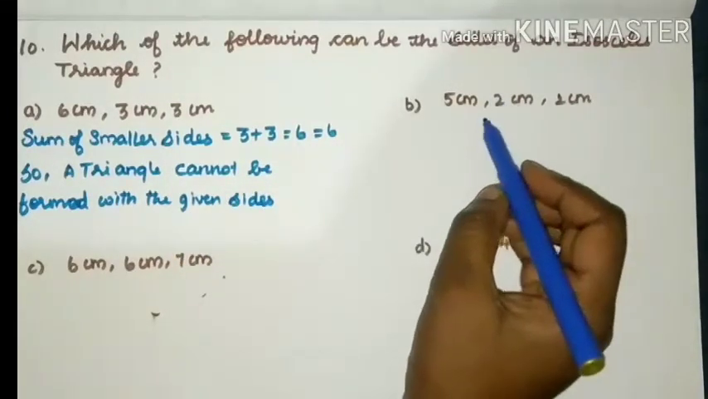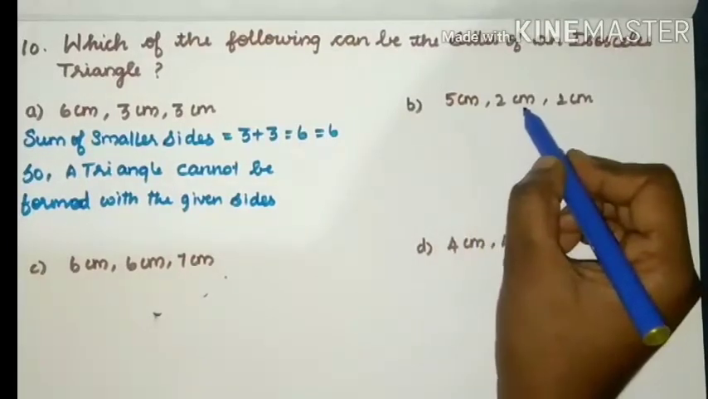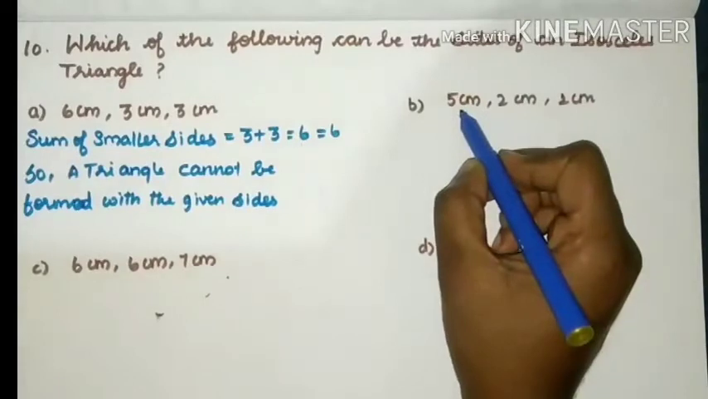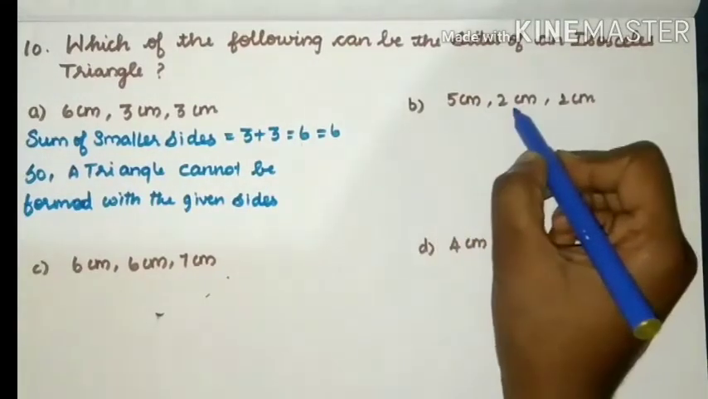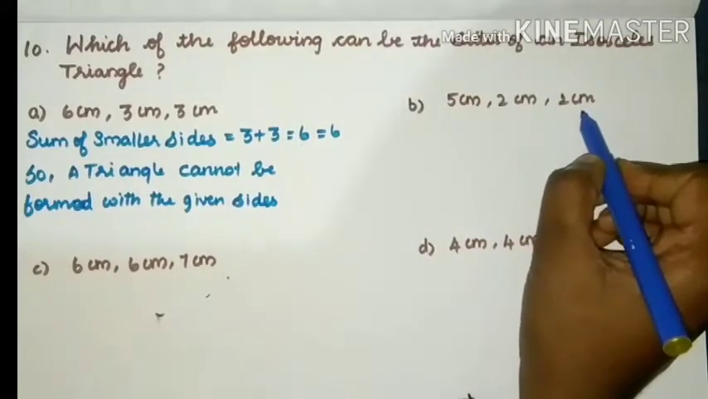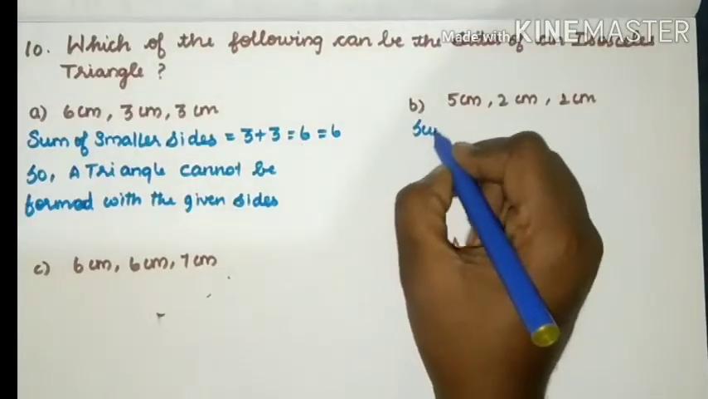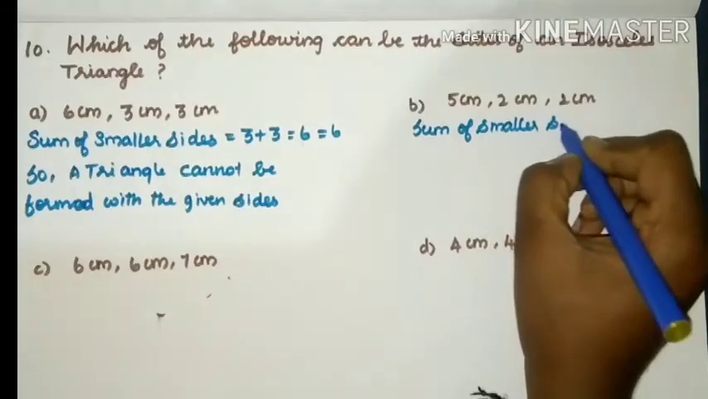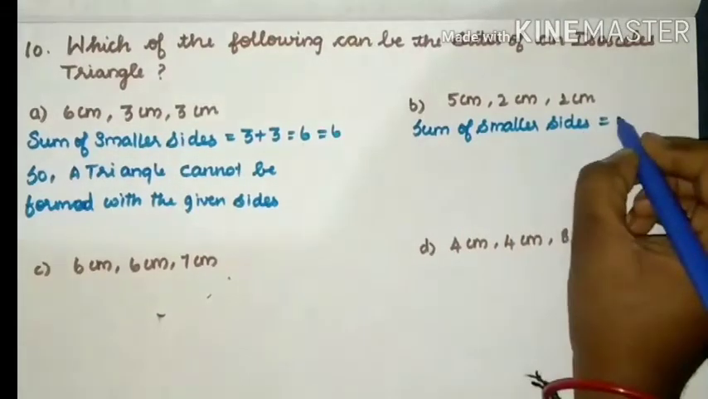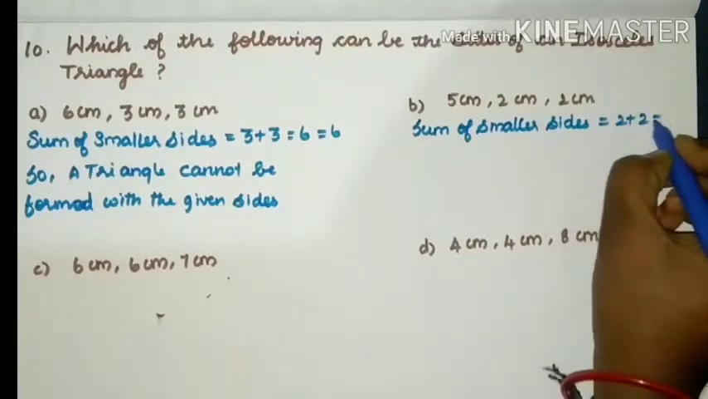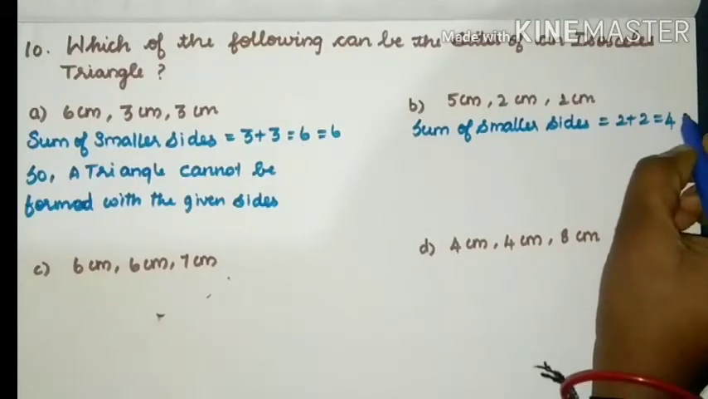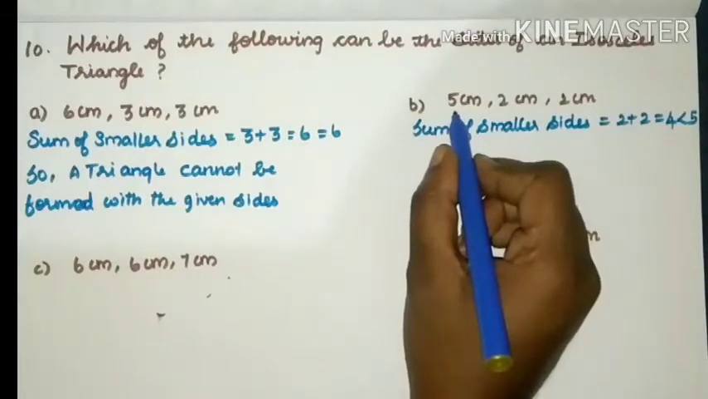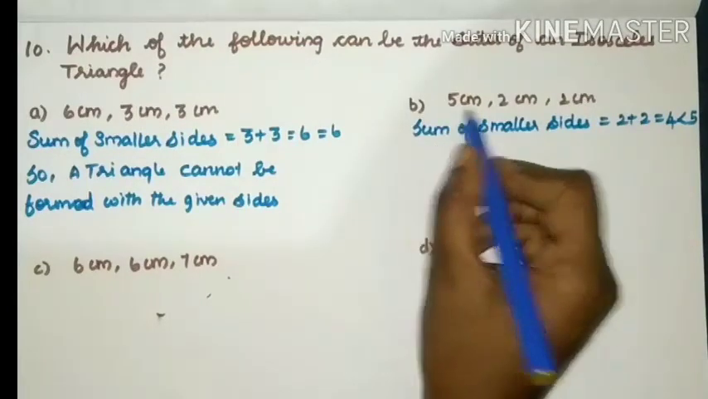Let's see the second one: 5 centimeter, 2 centimeter, 2 centimeter. Here the given sides of the triangle are 5 centimeter, 2 centimeter and 2 centimeter. First let's find the sum of the smaller sides. Here the sum of the smaller sides is 2 plus 2 equal to 4, which is less than the third side. Here the third side is 5 centimeter.